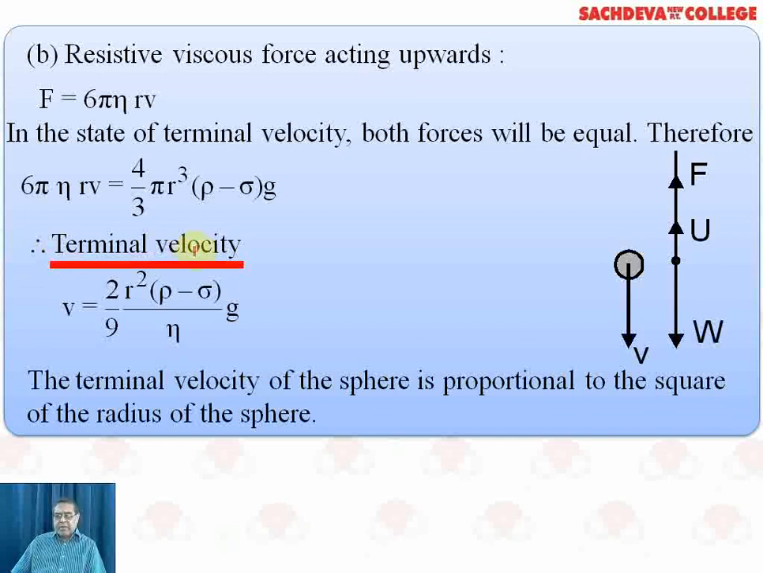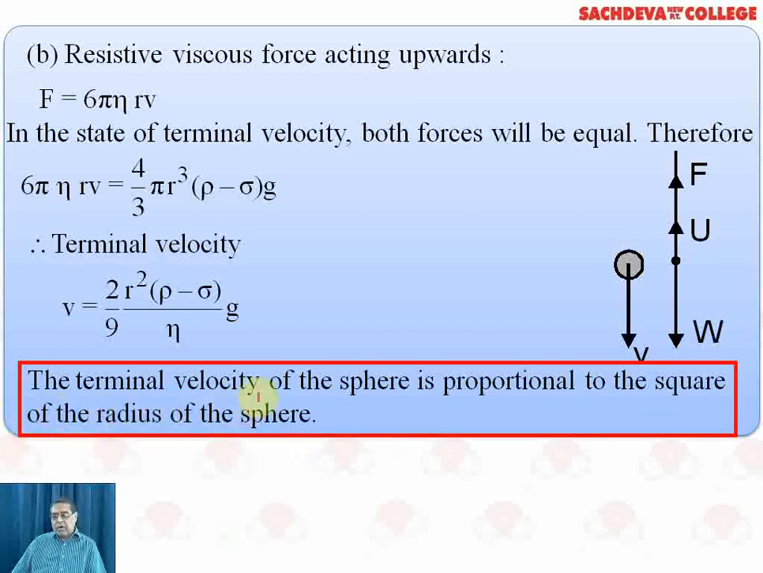Now the terminal velocity can be calculated from the above equation, that is, terminal velocity v equals 2 over 9 r square into rho minus sigma, divided by neta, into g. Neta stands for the coefficient of viscosity. So what exactly we are finding is that the terminal velocity is directly proportional to the square of the radius, and the remaining quantities are constant. Therefore, our conclusion is that the terminal velocity of a sphere is proportional to the square of the radius of the sphere.